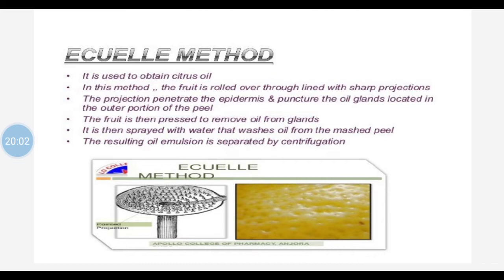The fruit is then pressed to remove oil from the glands. It is then sprayed with water that washes oil from the mashed peel, and the resulting oil emulsion is separated by centrifugation, isn't it? So this is the third technique, that is called the ecuelle method, isn't it?